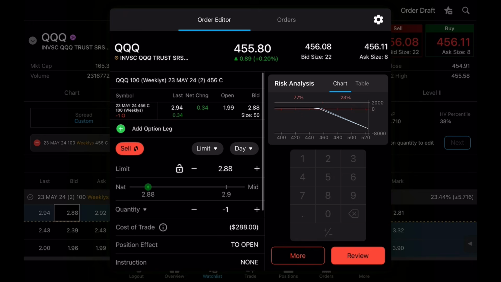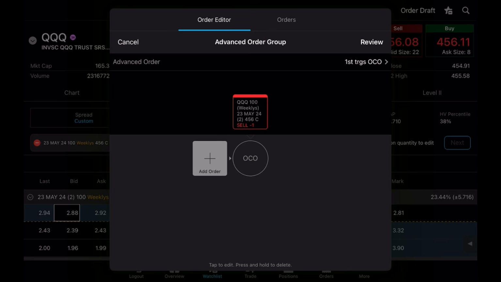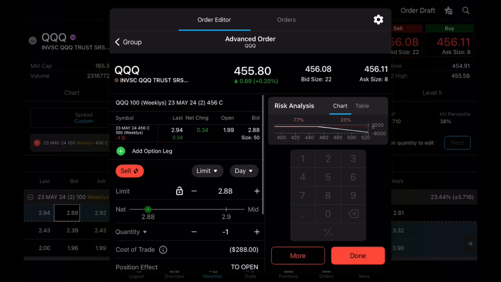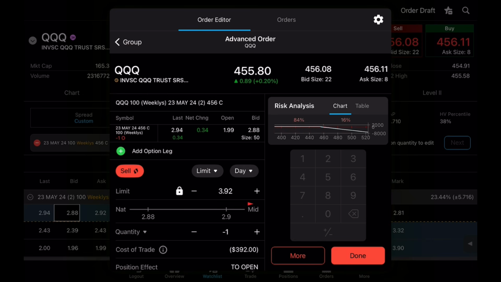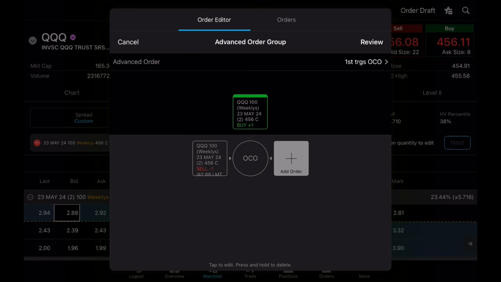Oh, sorry. Let me go back. You're going to go here, and then you're going to go to more advanced order. This is going to be buy the limit. And then you're going to hit done. Now you can go ahead and select the first one to sell at the limit at whatever you would want it to be sold at in terms of that pricing. Then you're going to hit done. And then you can add your stop loss.